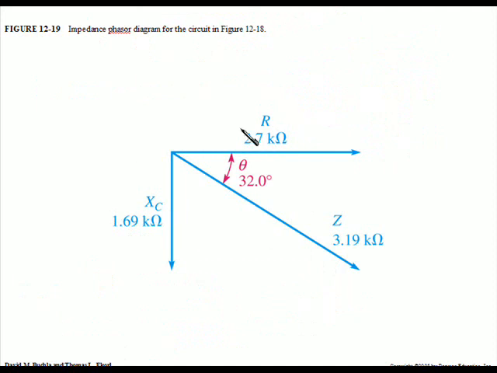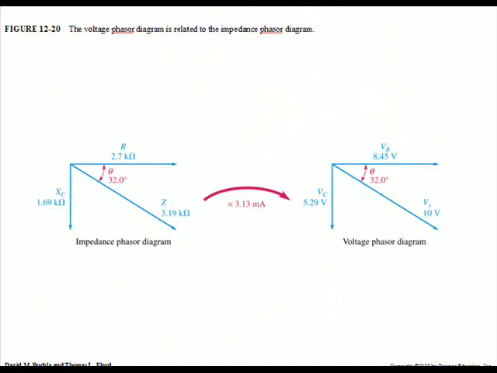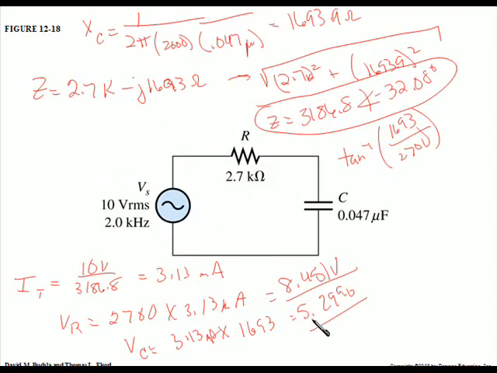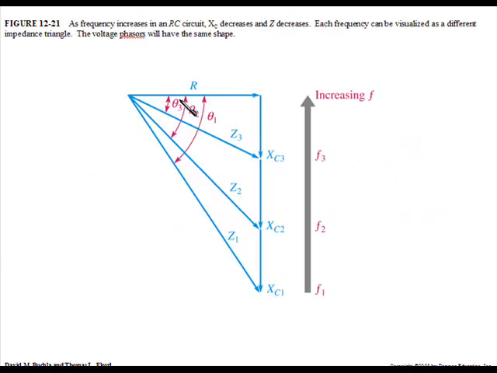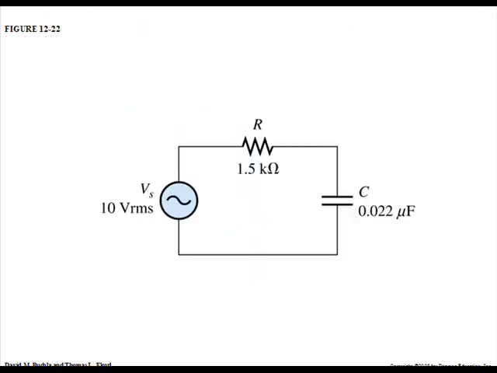And here we have our triangle again, with all of the values indicated. This is showing it times the current, which gives you those voltage values: 5.299, 8.451, and the source is 10. Now, as the frequency of an RC circuit decreases, Z increases; each frequency can be visualized as a different impedance triangle. So this is just showing what happens as frequency goes up. Okay, I think that's all.